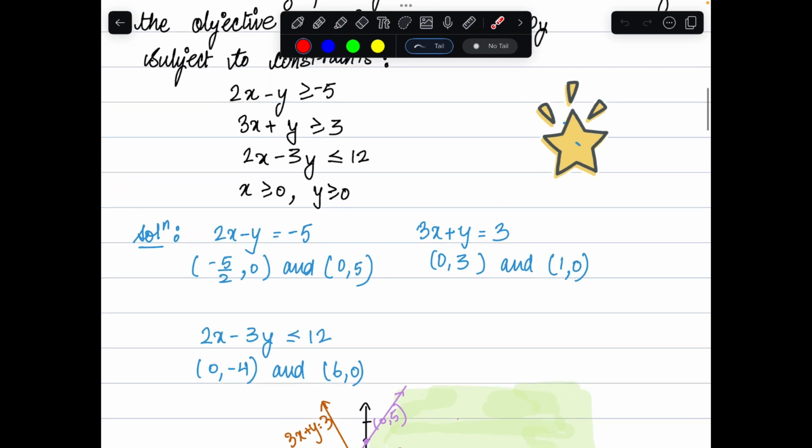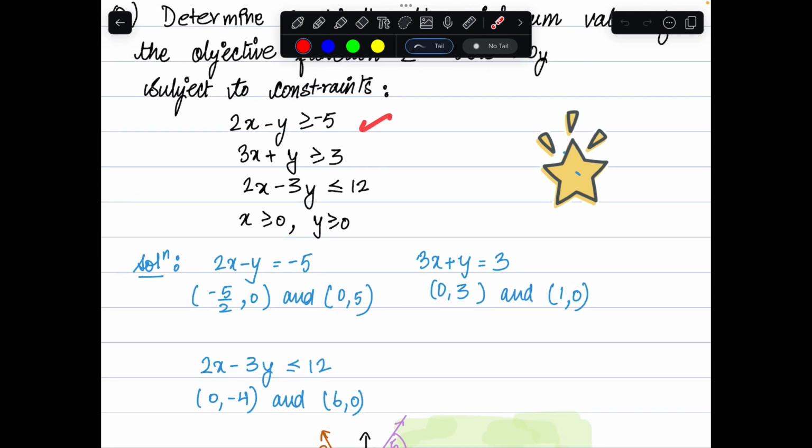What we are supposed to do initially is plot all the equations given in the constraints. The first thing is x is greater than or equal to 0 and y is also greater than or equal to 0. So this tells me that it is in the first quadrant, so you don't have to worry about extending the line to all the quadrants. Now let us start plotting.